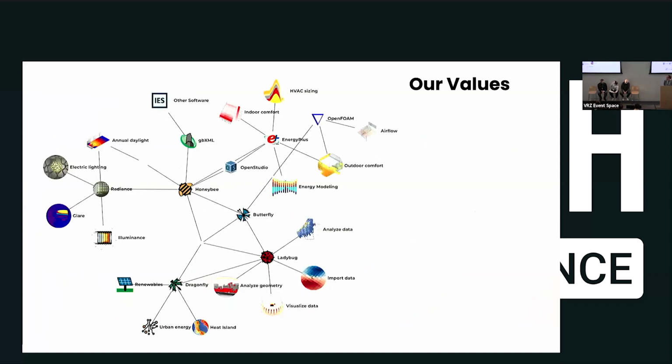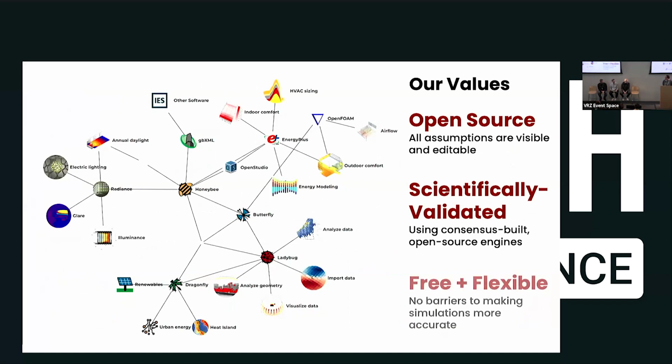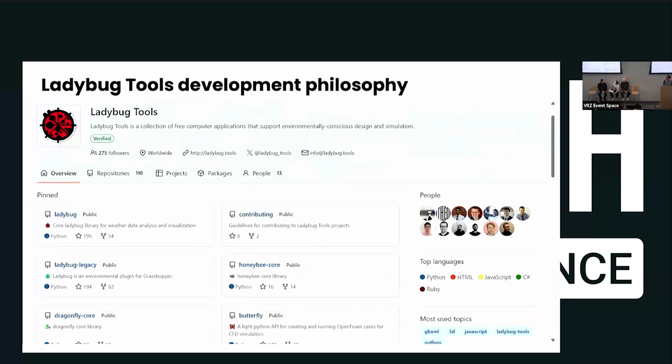Our values are, one, everything should be open source. All the assumptions should be visible and editable. It should be scientifically validated, and it should be free and flexible. There should not be anything that stops you from running studies more accurately if you don't have money. And the main value of Ladybug Tools is the connection between all these tools. Our development philosophy has been that I never open sourced Ladybug or Ladybug Tools. It was always open source. It started as open source, it ended open source.